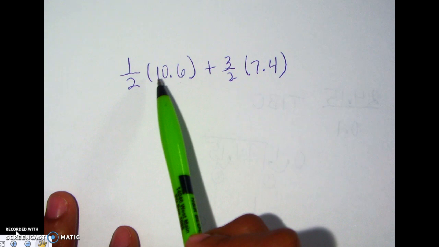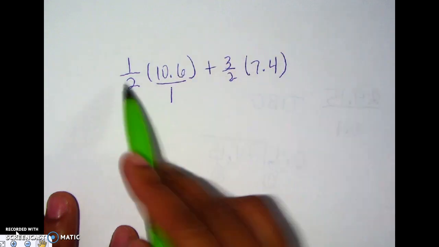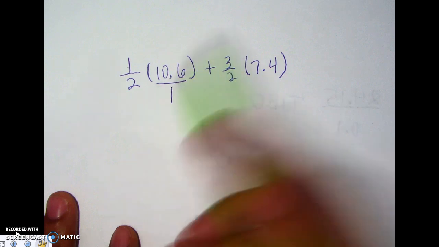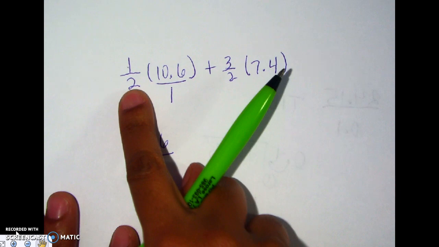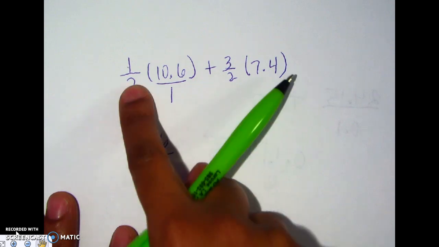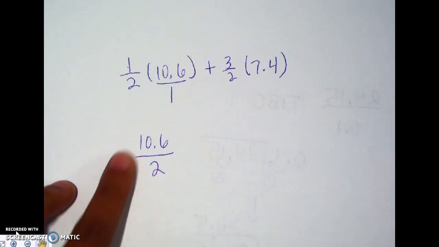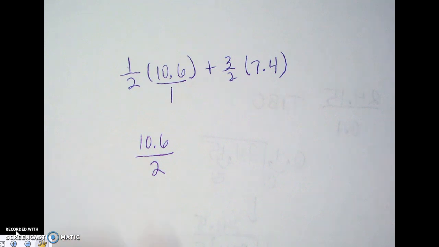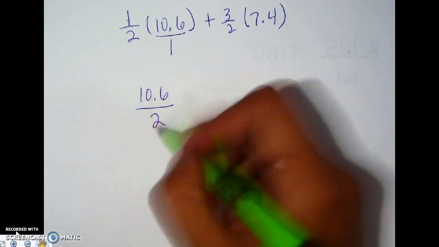I'm just going to tell myself, let's put this number over 1, and do 1 times 10.6, which of course would be 10.6. But as you can see, you do denominator times denominator as well, so 2 times 1 is 2. So I have to divide 2 into 10.6, which I know the answer is going to be 5.3. So let me just show that.